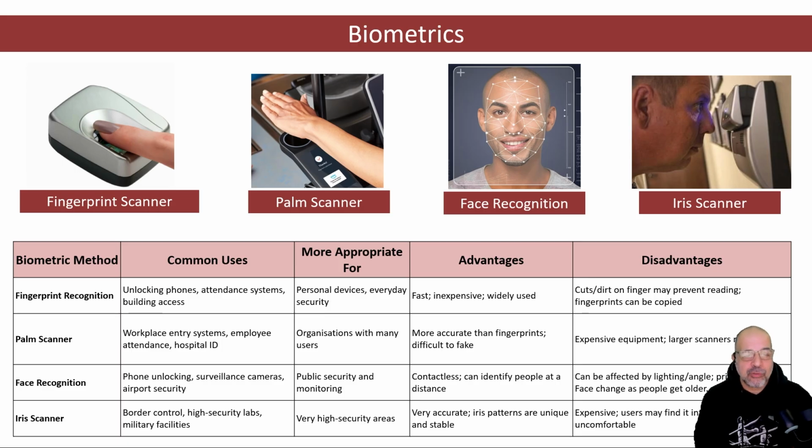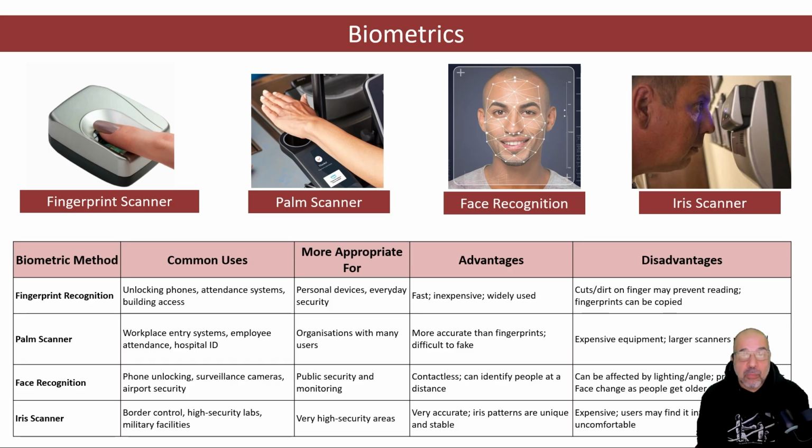Normally workplace, entry systems, employee attendance, hospital identification. Places where we're not going to unlock or need access again and again and again, many, many, many times, like a personal device. Think about how many times you lock and unlock your mobile phone or your smart device or your tablet on a daily basis. And then think about how many times you access entry to a particular building. So organizations with many users, it's a great system. It's an elevated form of security, more accurate than fingerprints. They're more difficult to fake.